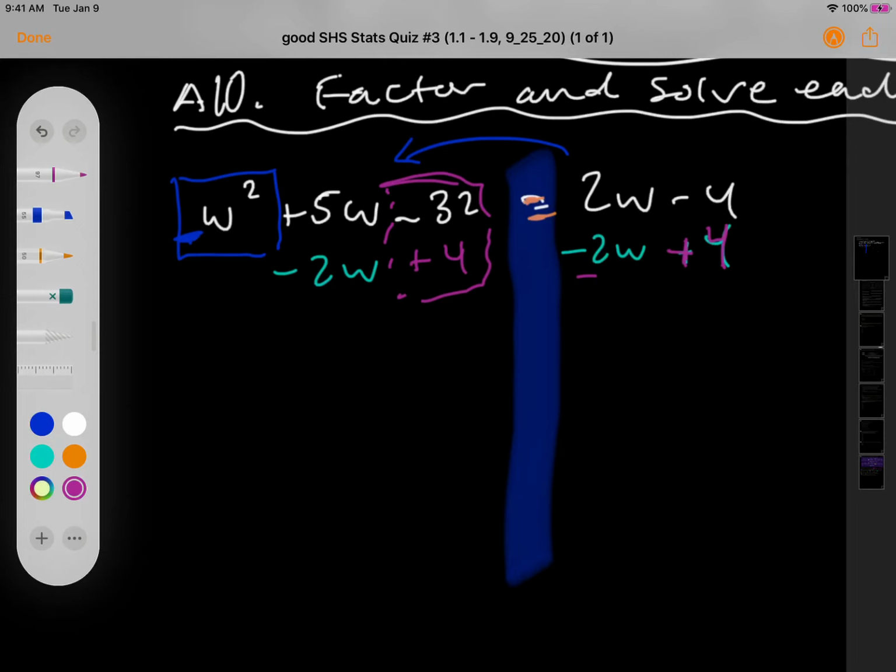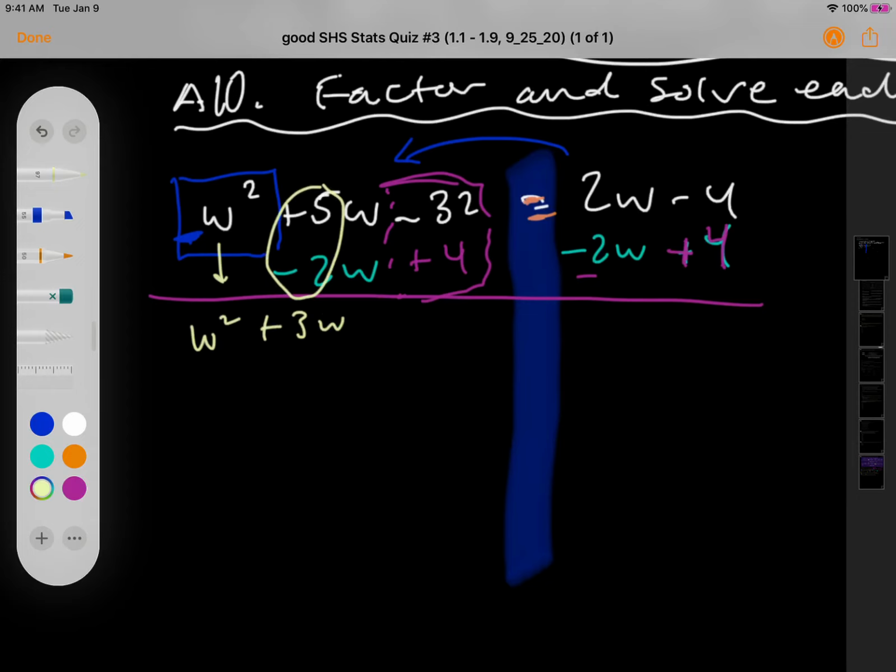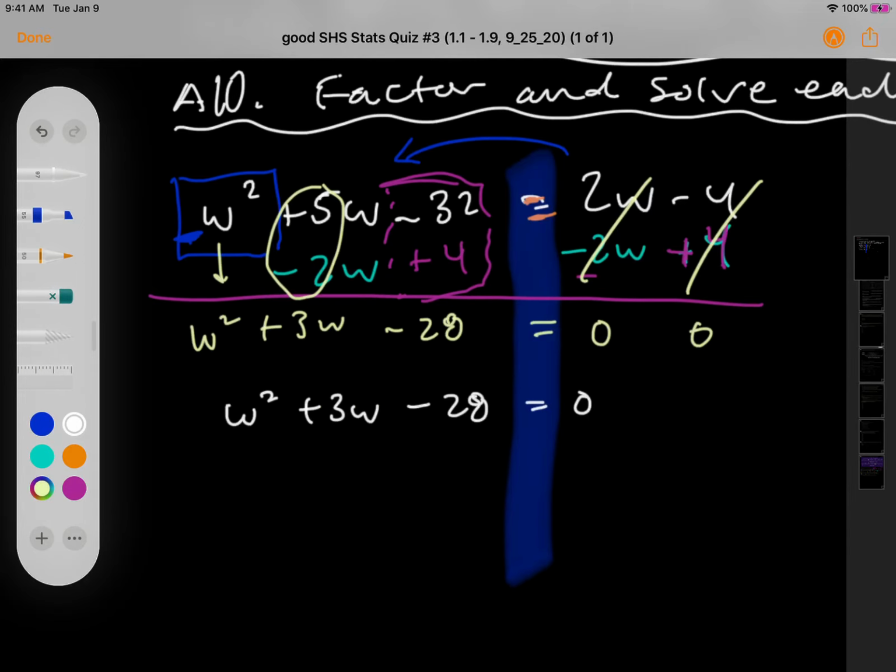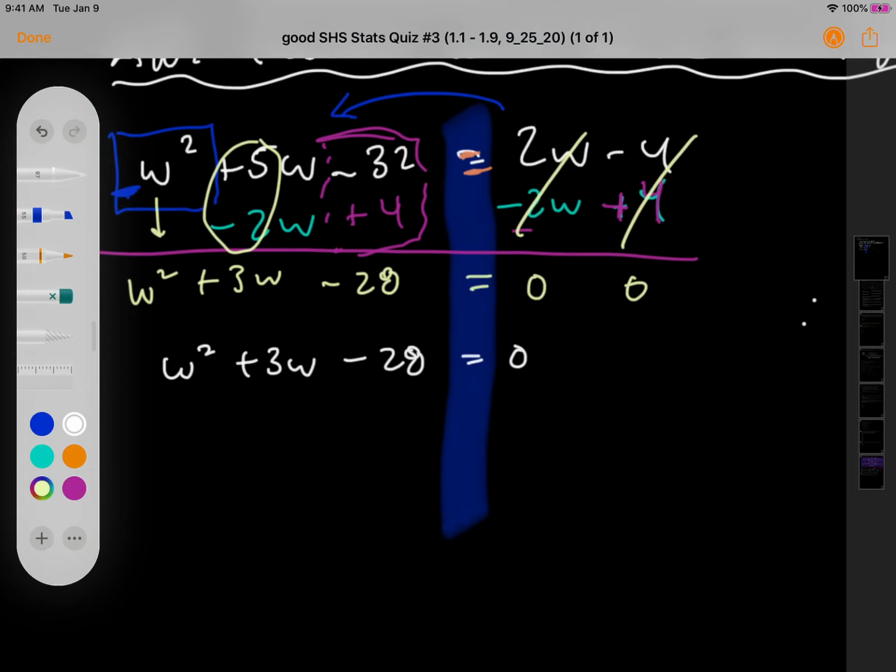And now, this is just going to fall down, so I have w squared. That becomes 3w's, that's positive, and this one becomes negative 28. Notice this becomes 0, and that is also 0, but you don't have to write that. So essentially what we have here is w squared plus 3w minus 28 equals 0. Now this is what I wanted because what I have here in blue, that's in standard form.